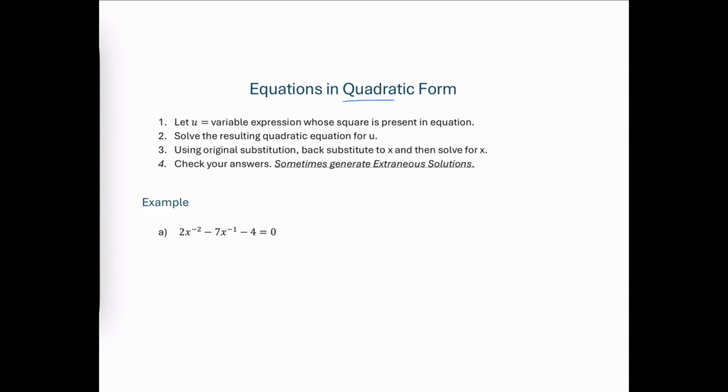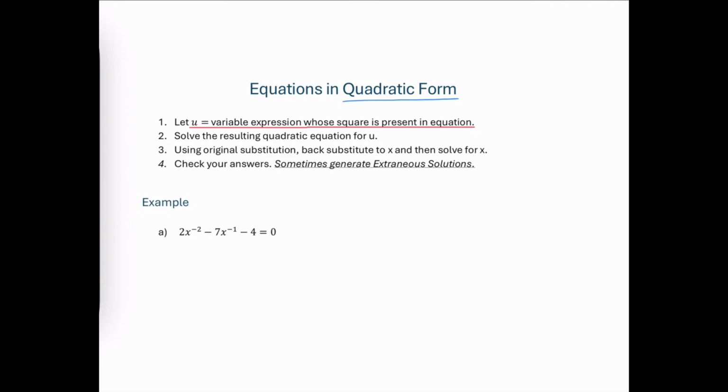An equation in quadratic form is one that can be turned into a quadratic equation even if the original one was not quadratic itself. We can do that by making a substitution, letting u be equal to a variable expression whose square is also present in the equation.